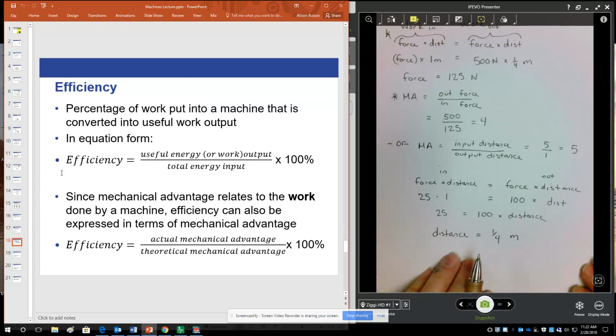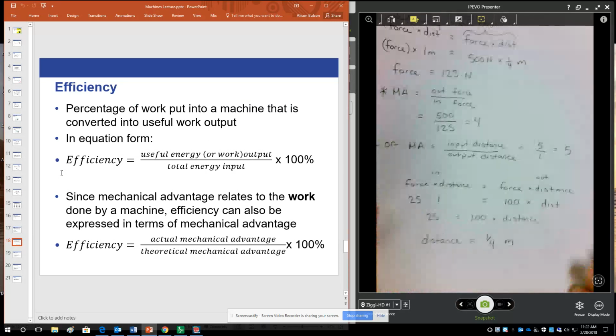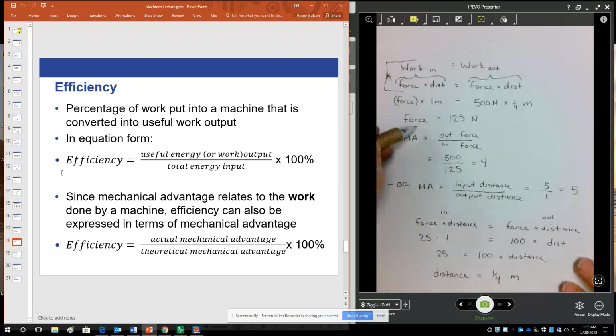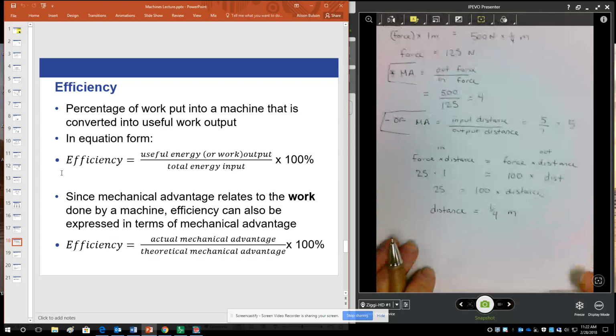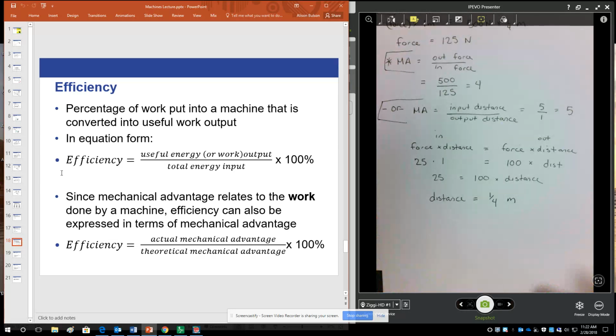Our final point of interest of a machine is efficiency. So we have the main idea that the input work equals output work. We have our next idea of mechanical advantage, a rating of how well a machine can multiply force. Finally, we want to know how much of our energy is useful for a machine. So efficiency is defined as useful energy or work that's output by the machine divided by total energy that's input by the machine, multiplied by 100% to turn it into a percentage.